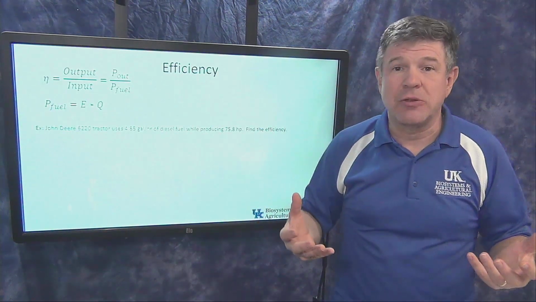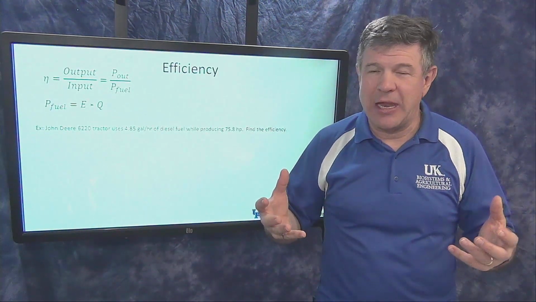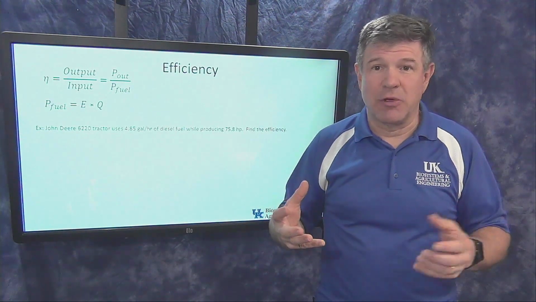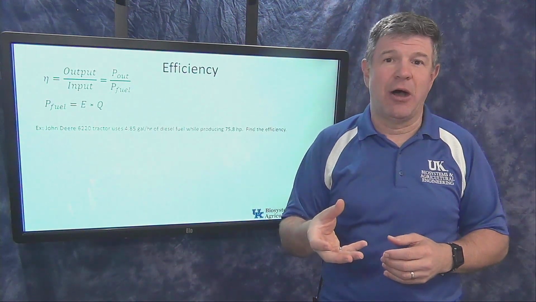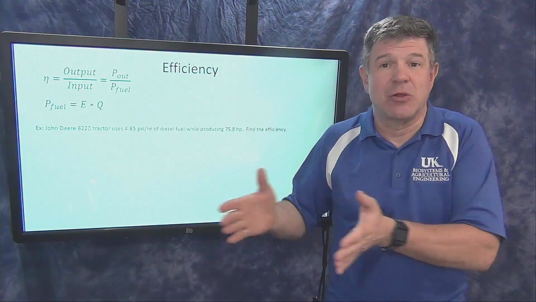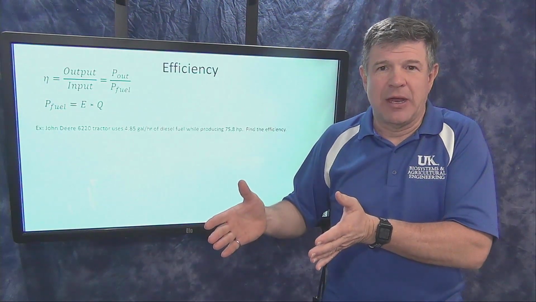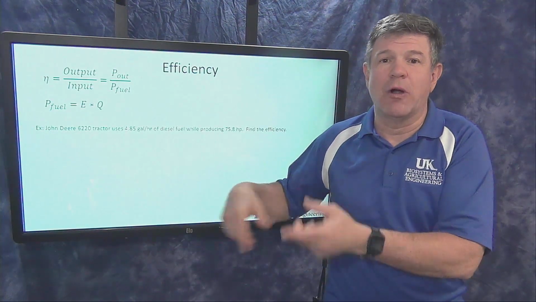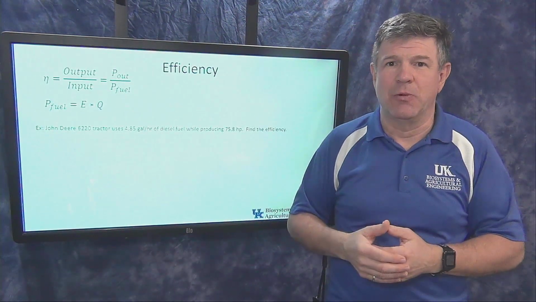Now we can measure that with a dynamometer, and we've done that with the tractor. We've put a dynamometer on the power takeoff on the back of the tractor to measure what the output of that tractor is. So that's the power output that I get out. That's what's doing useful work. That's what I have available to do something with.